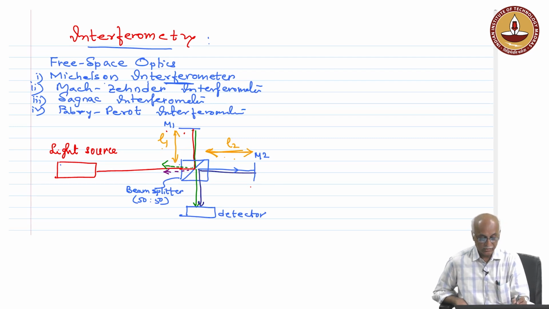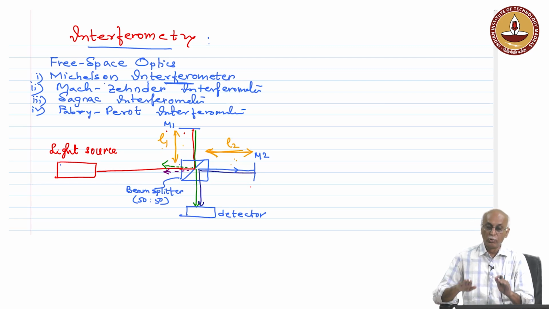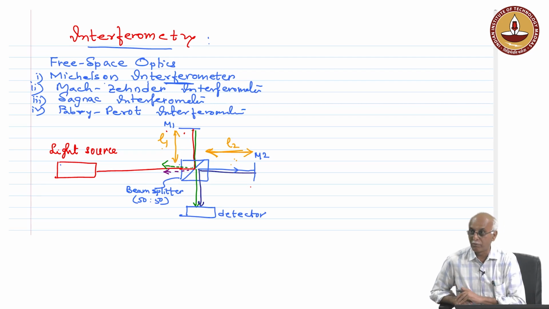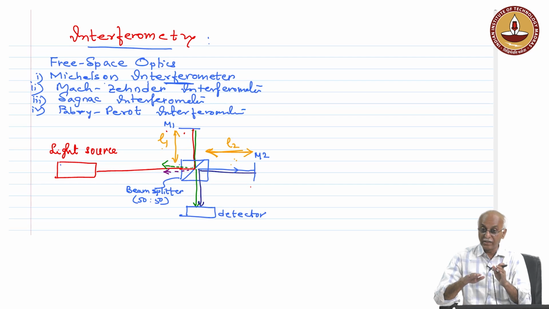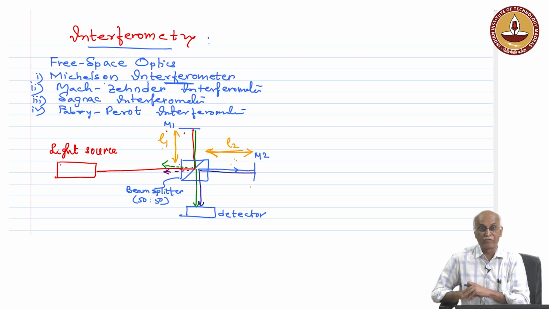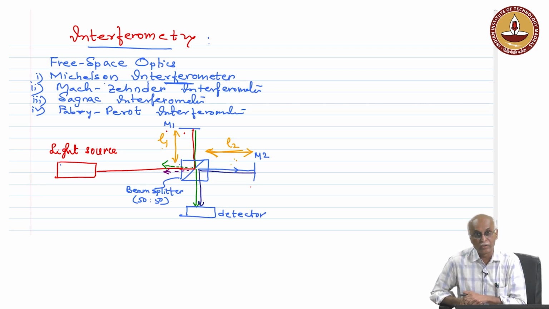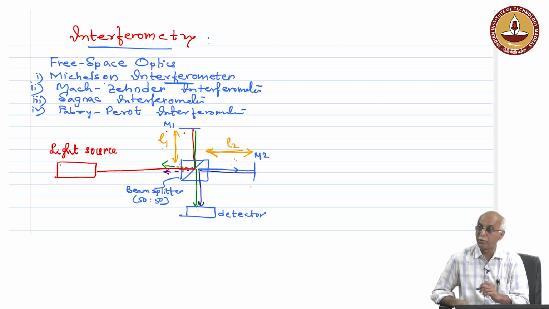And in case the arm lengths are not equal, still both the electric fields will add up, but depending upon their phase difference, the addition will have a different value, isn't it? And if the phase difference is such that they are 180 degrees out of phase, we end up with 0 electric field amplitude at this detector point. So the intensity will be 0, isn't it?